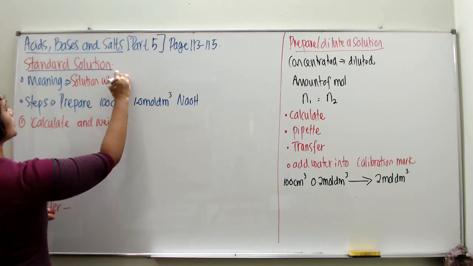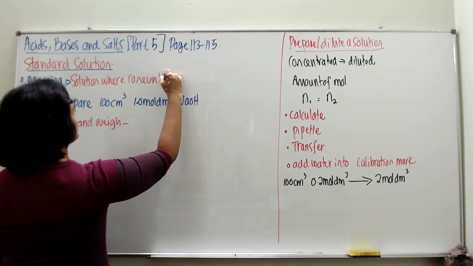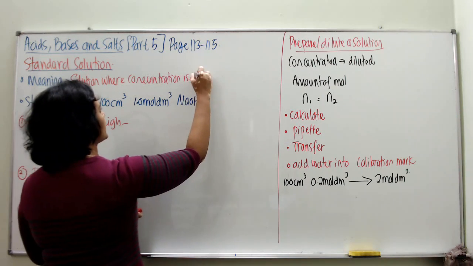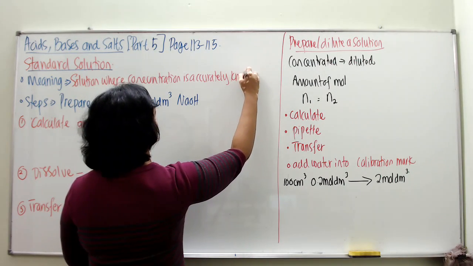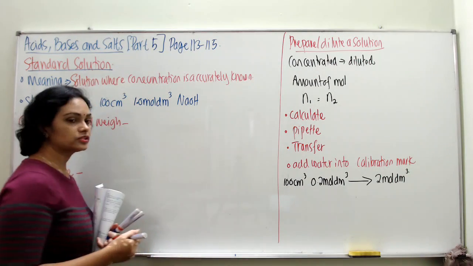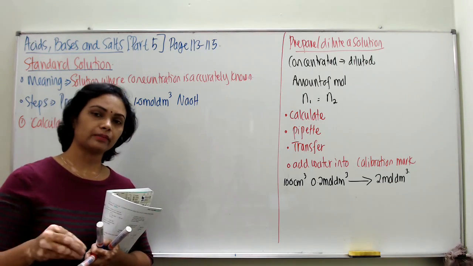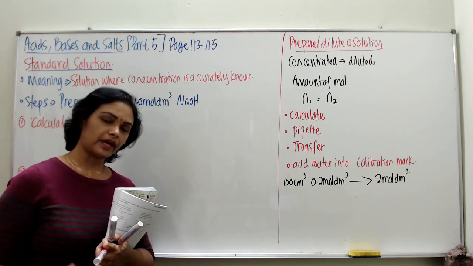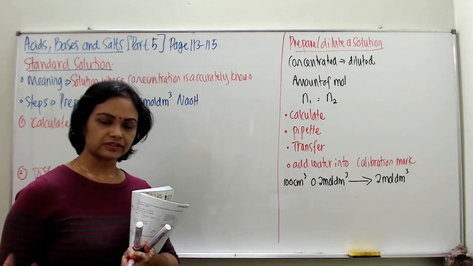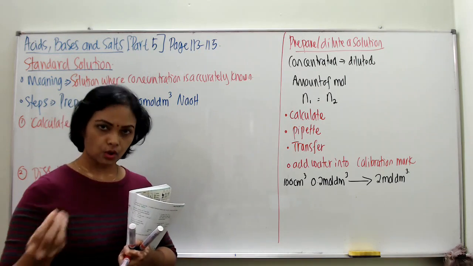So a standard solution is a solution where the concentration is accurately known. Okay, so you know the concentration accurately. For instance, 0.5 mole per dm cube of sulfuric acid, 1 mole per dm cube of nitric acid or copper(II) sulfate or anything, as long as you know the concentration.